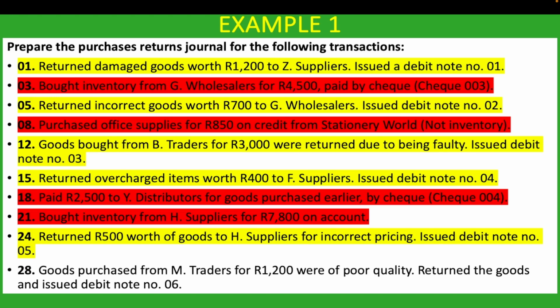But if it's not given and you're told that you've returned the goods, you've issued a debit note, and they might not even say you've issued a debit note. They might say that the supplier issued you the credit note. Again, you can check out the lesson on the difference between debit note and credit note.